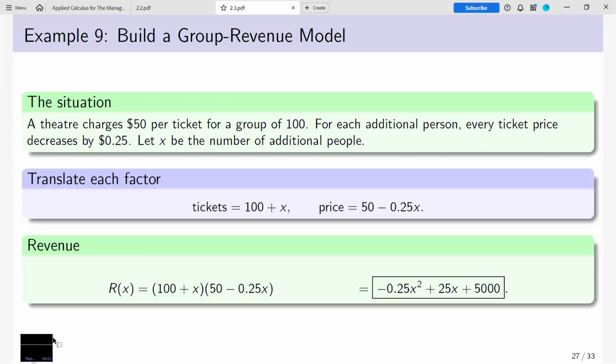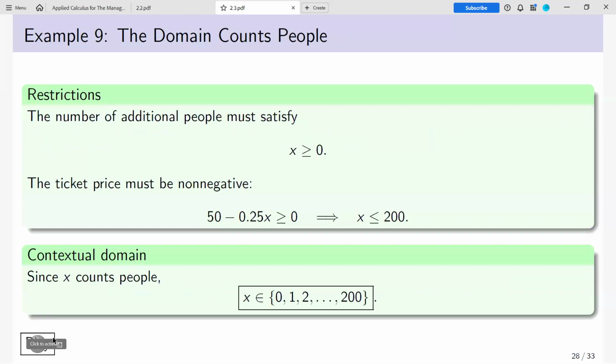Revenue is the number of tickets multiplied by the price per ticket. Both quantities depend on x, so their product creates a quadratic revenue model. The price restriction gives x at most 200. Since x counts additional people, the domain contains whole numbers only. Half a passenger would create more problems than it solves.